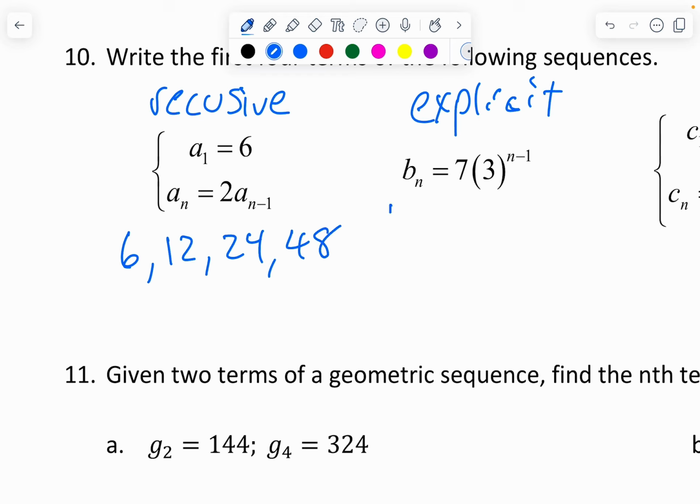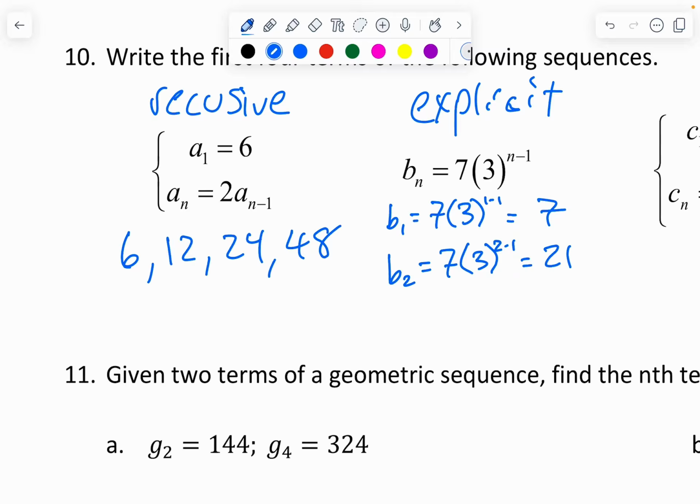Okay, so the next one, we do b sub 1 would be equal to 7 times 3 to the 1 minus 1. That's to the 0 power. And that's just going to equal 7. And so my second term is going to be 7 times 3 to the 2 minus 1, which we notice is now 7 times 3 is 21.